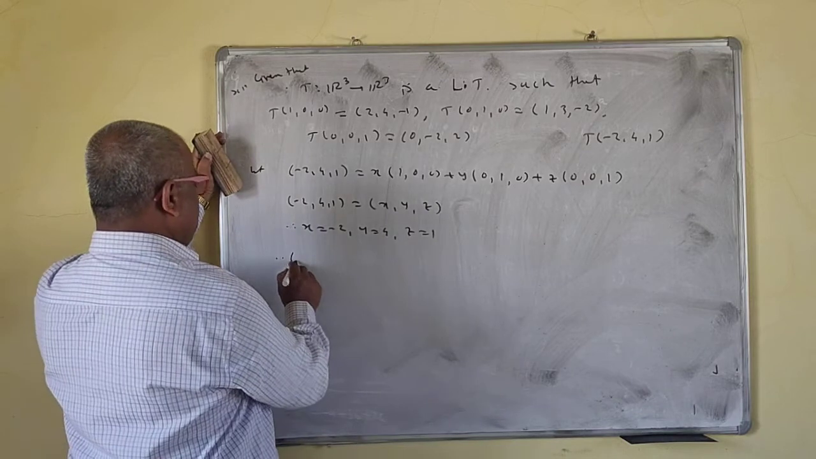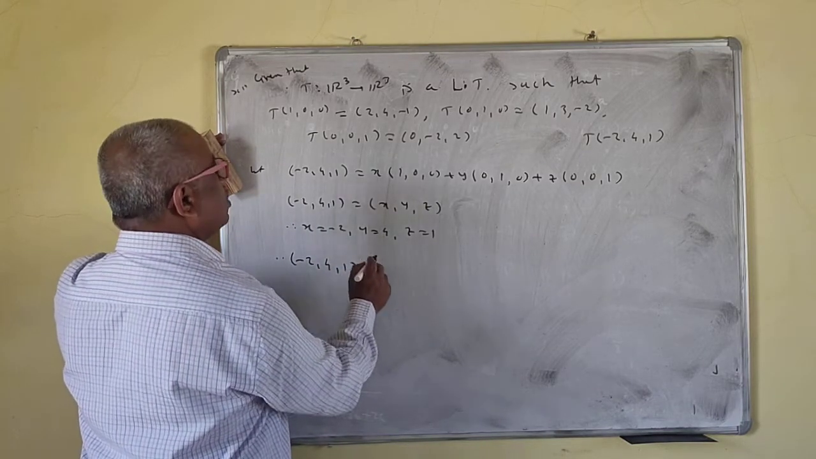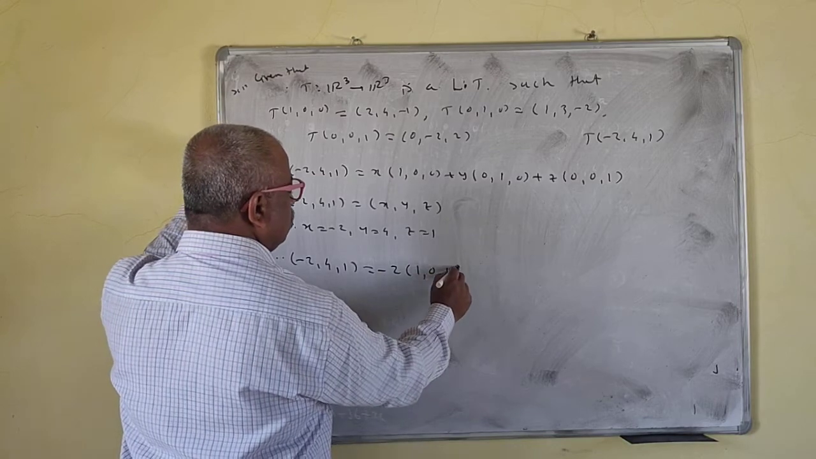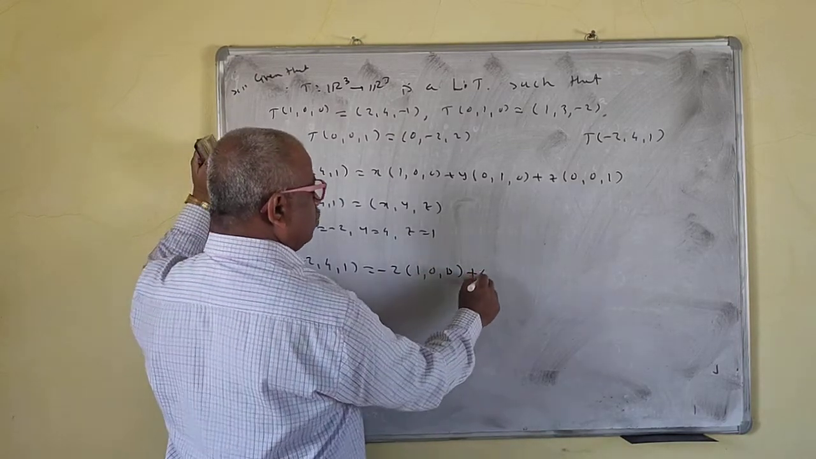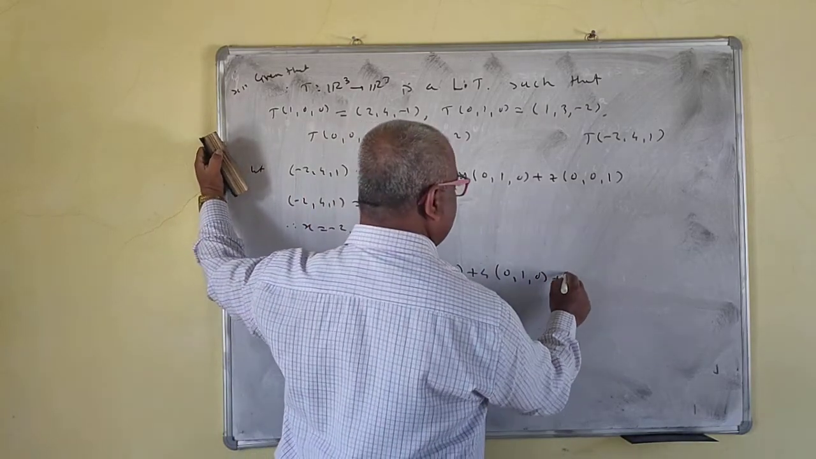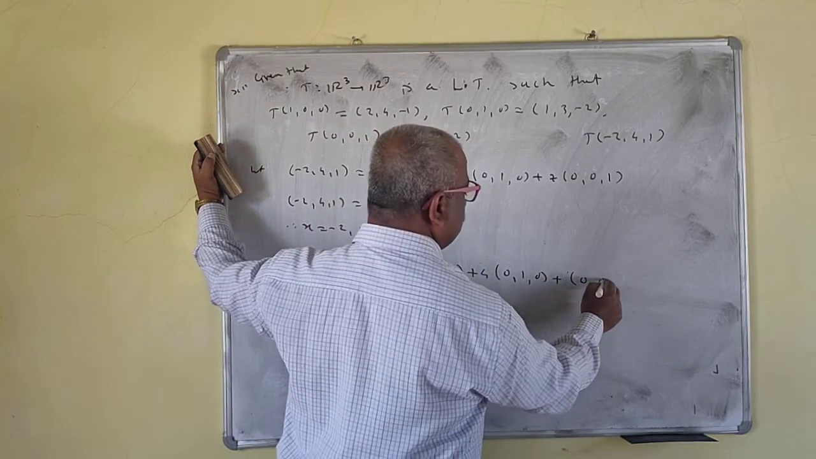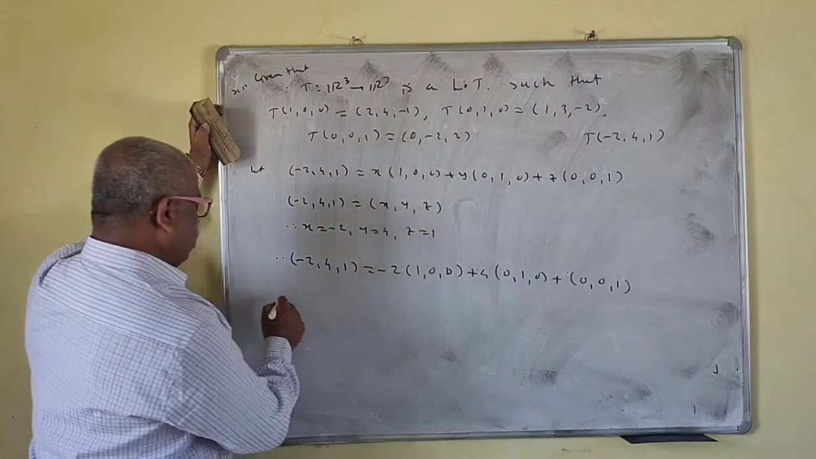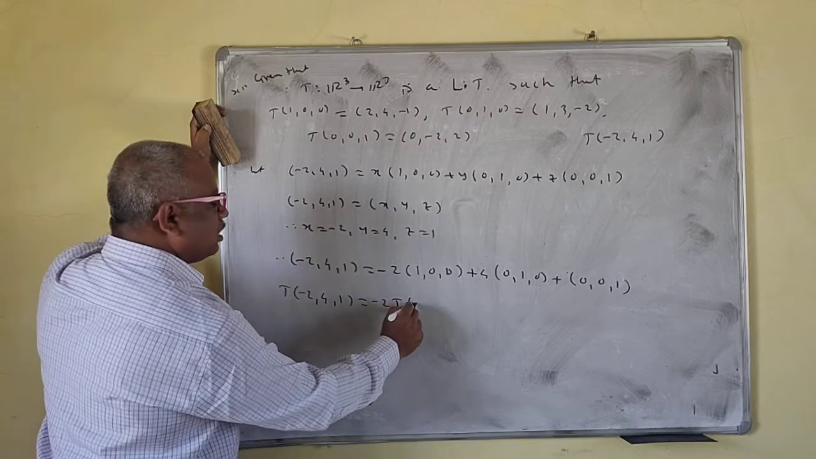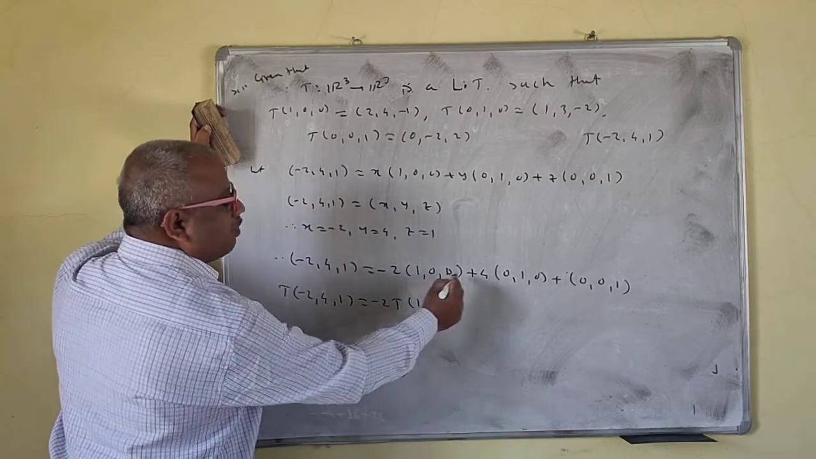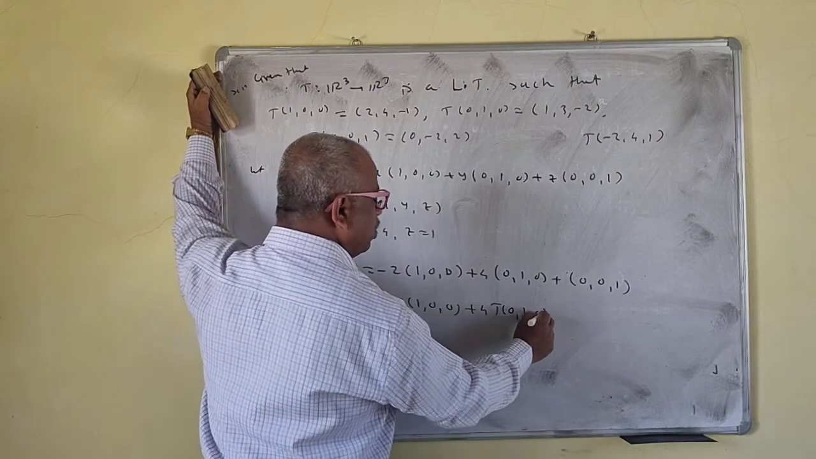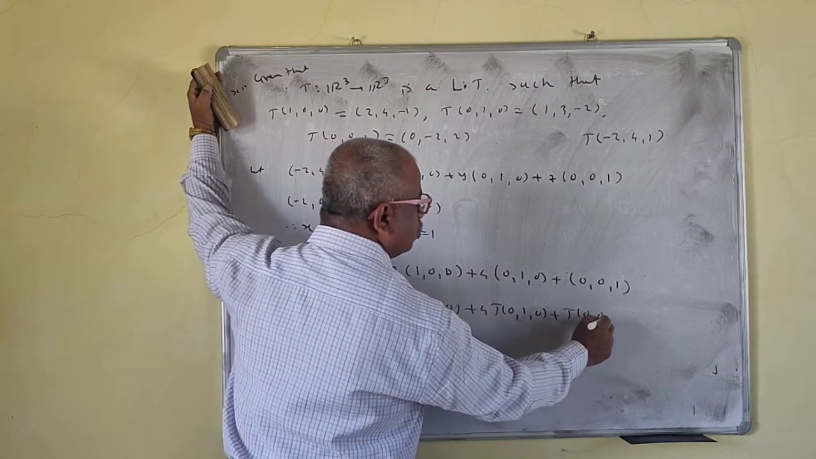Therefore (-2, 4, 1) is equal to -2 times (1, 0, 0) plus 4 times (0, 1, 0) plus (0, 0, 1). You have to write the vector as it is. Now apply T. So T of (-2, 4, 1) is equal to -2 T of (1, 0, 0) plus 4 T of (0, 1, 0) plus T of (0, 0, 1).